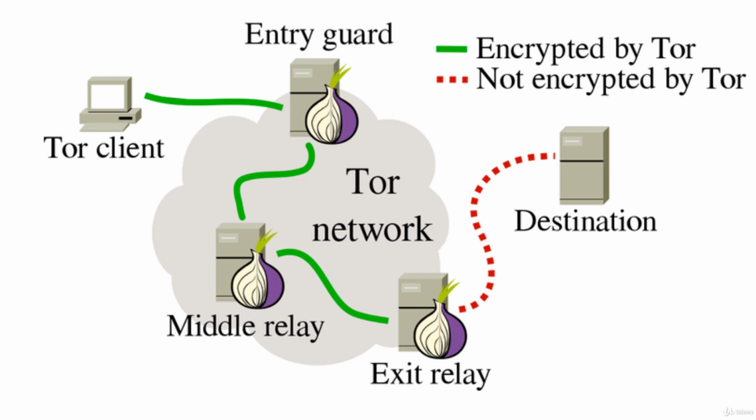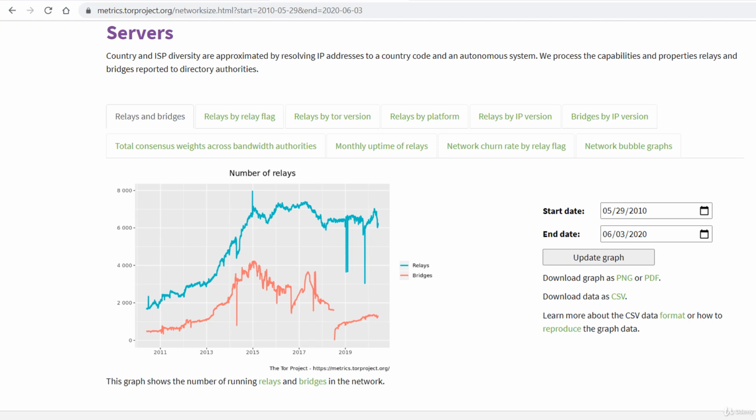Tor works by sending your traffic through a virtual circuit composed of 3 random servers, also known as Tor relays or onion routers in the Tor network. These relays are run by volunteers around the world, and millions of people rely on them for privacy and freedom online every day. At the moment, when I'm recording this, there are approximately 6,000 relays.